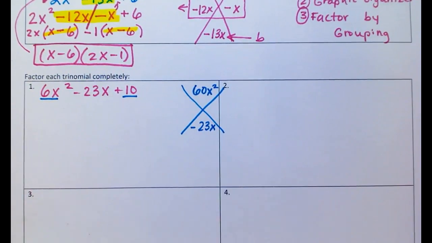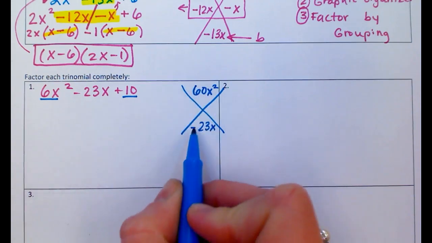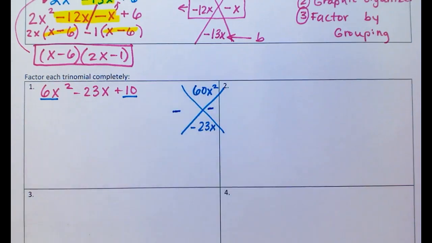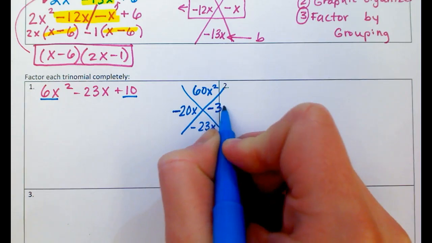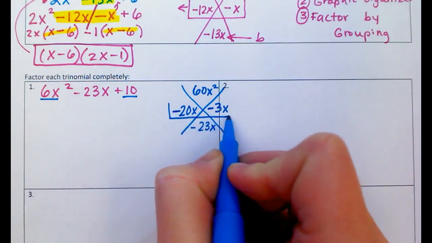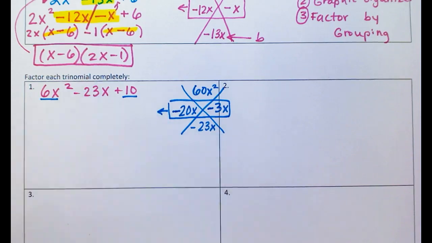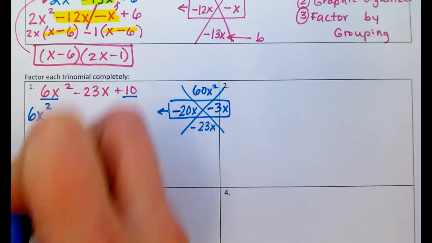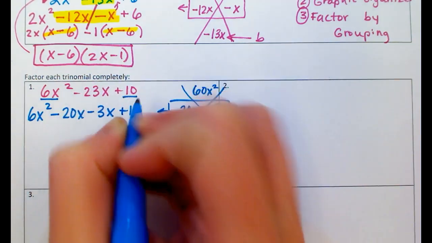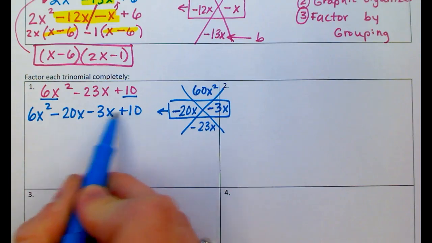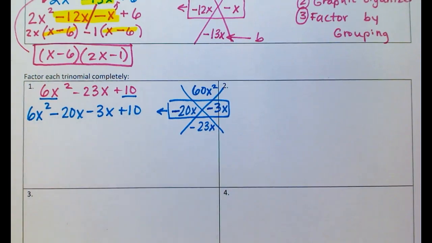Now we've got to find two terms that multiply to positive 60, but add to negative 23. Just like our last one, we have a multiplying to positive but adding to negative, so we know both of these factors are negative. The factors are negative 20x and negative 3x. Now these are the new factors I'm going to replace with my middle term to create a four-term polynomial. So now I have 6x squared minus 20x minus 3x plus 10. All right, so now I have my four terms here. I can factor these out.